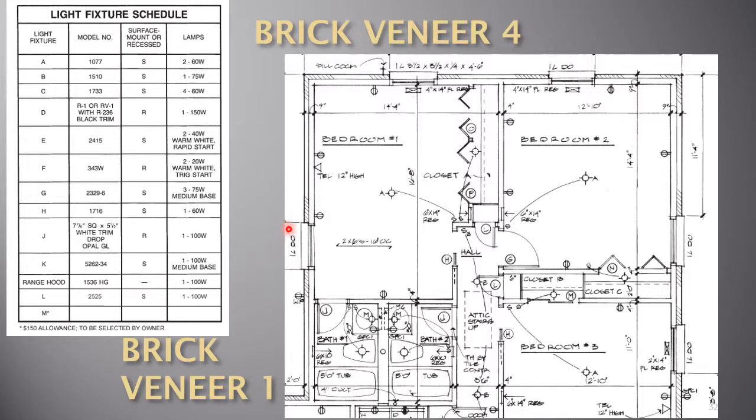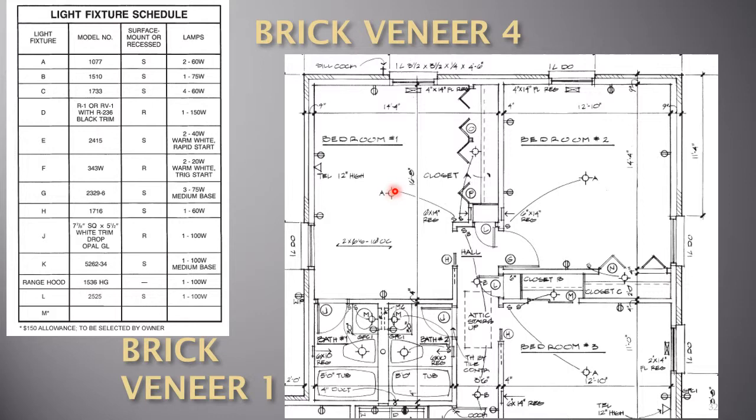Moving on to electrical. Again, we need 2 drawings. Brick veneer 4 gives us the light fixture schedule, but brick veneer 1 will tell us where they go. Notice we have light fixture A, and light fixture A is a ceiling light in the bedrooms.